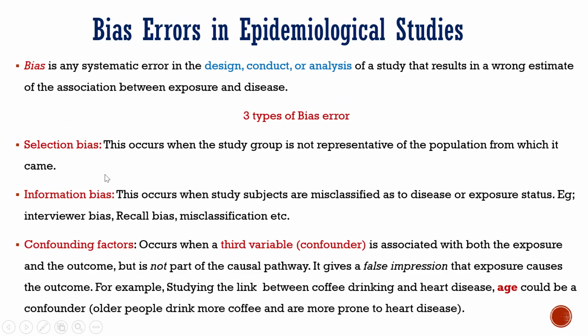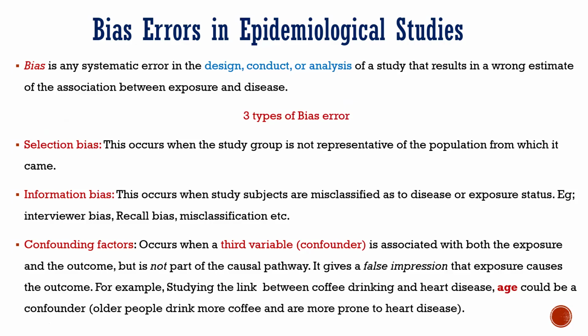So we have bias and errors in epidemiological studies. What is bias? Bias is any systematic error in the design, the conduct, or the analysis stage of a study that often results in a wrong estimate of the association between the exposure and the disease.